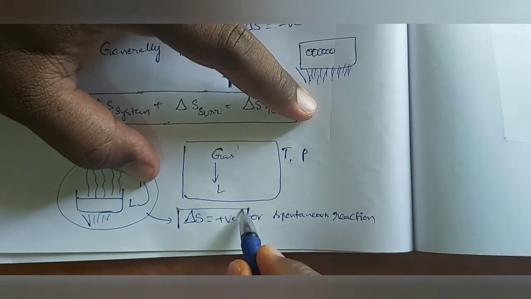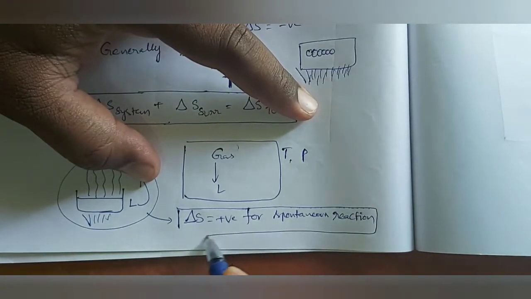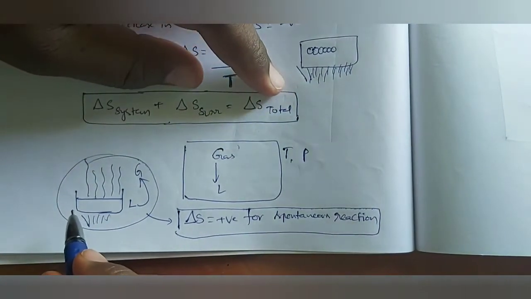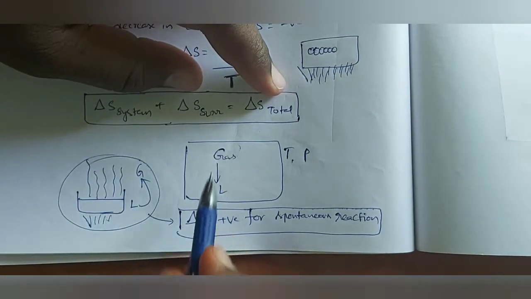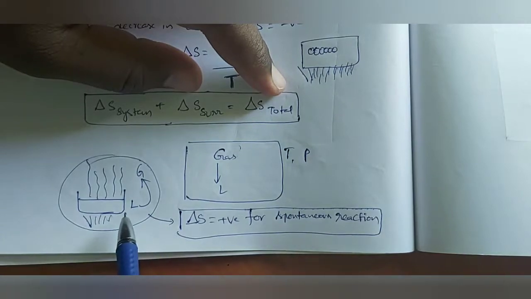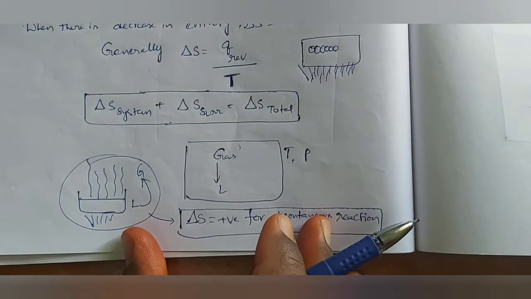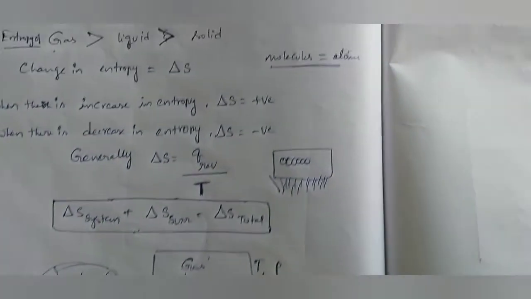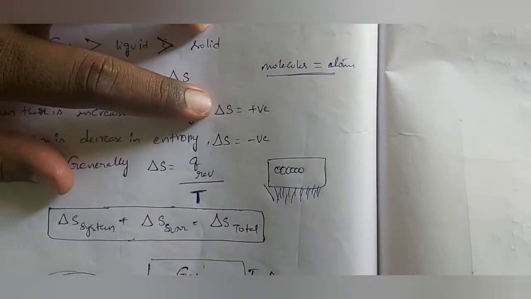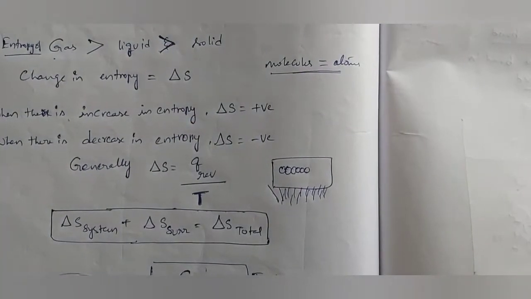Delta S is positive for a spontaneous reaction. We have seen this process example. We can easily convert liquid to gas when compared to gas to liquid. So liquid to gas means there is an increase in entropy, and when there is an increase in entropy, delta S is positive.